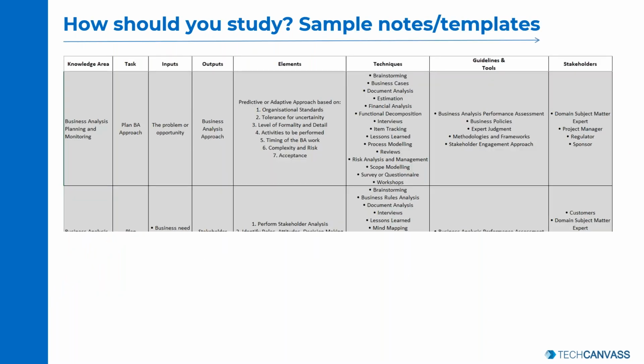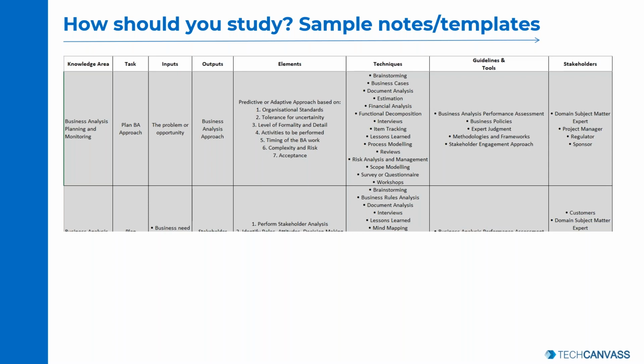You can also build things like these. These are sample templates that I built. This is a personal output of mine where I created a chart of the entire knowledge area: task, input, output, elements, techniques, guidelines, and stakeholders. A lot of times elements may not be required, but it is good for you to understand what is part of, or what are the things that are important in that particular task.